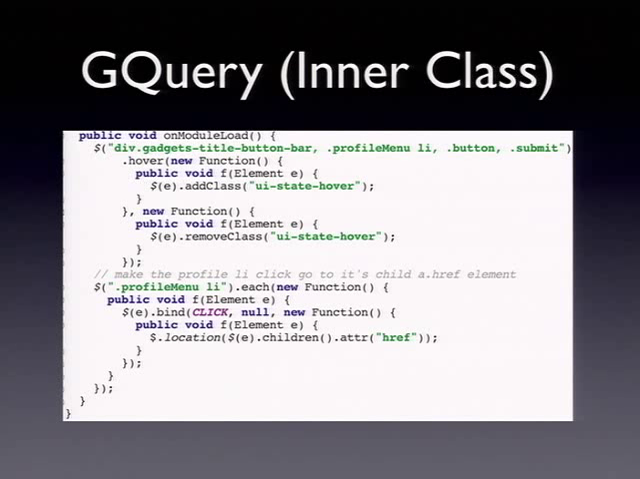It only has anonymous inner classes. So this is how you would normally do it, and jQuery fully supports this programming model. So here I'm passing two anonymous inner functions, like new function, and basically the first one's adding the class ui-state-hover, and then the second one's saying remove class ui-state-hover.